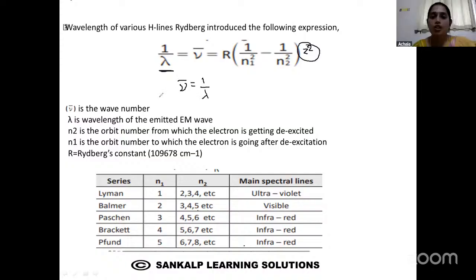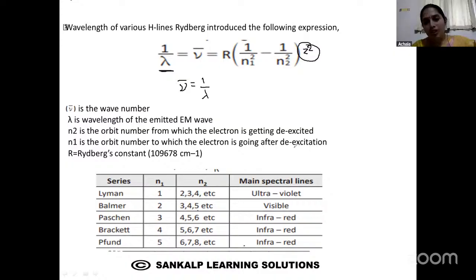Lambda is the wavelength of the emitted electromagnetic wave. Whatever electromagnetic waves are emitted, its wavelength is lambda. And n2 is the orbit number from which the electron is getting de-excited. That's why the electron is jumping. From which floor are you jumping? That is n2. n1 is the orbit to which the electron is going after de-excitation. On which floor are you landing? We call that n1.